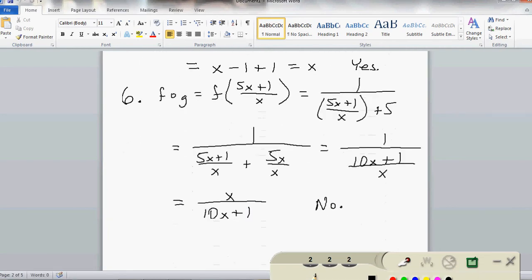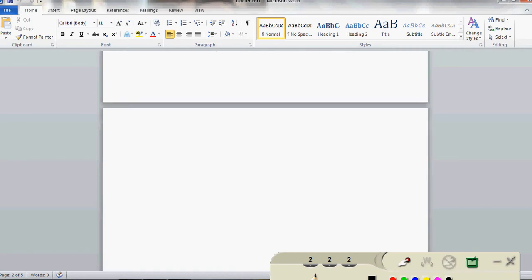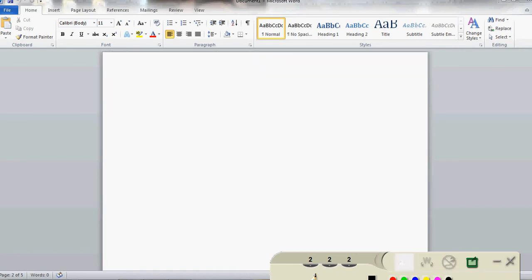Suppose it's our job to find the actual inverse. We need to remember, switch the x's and the y's.